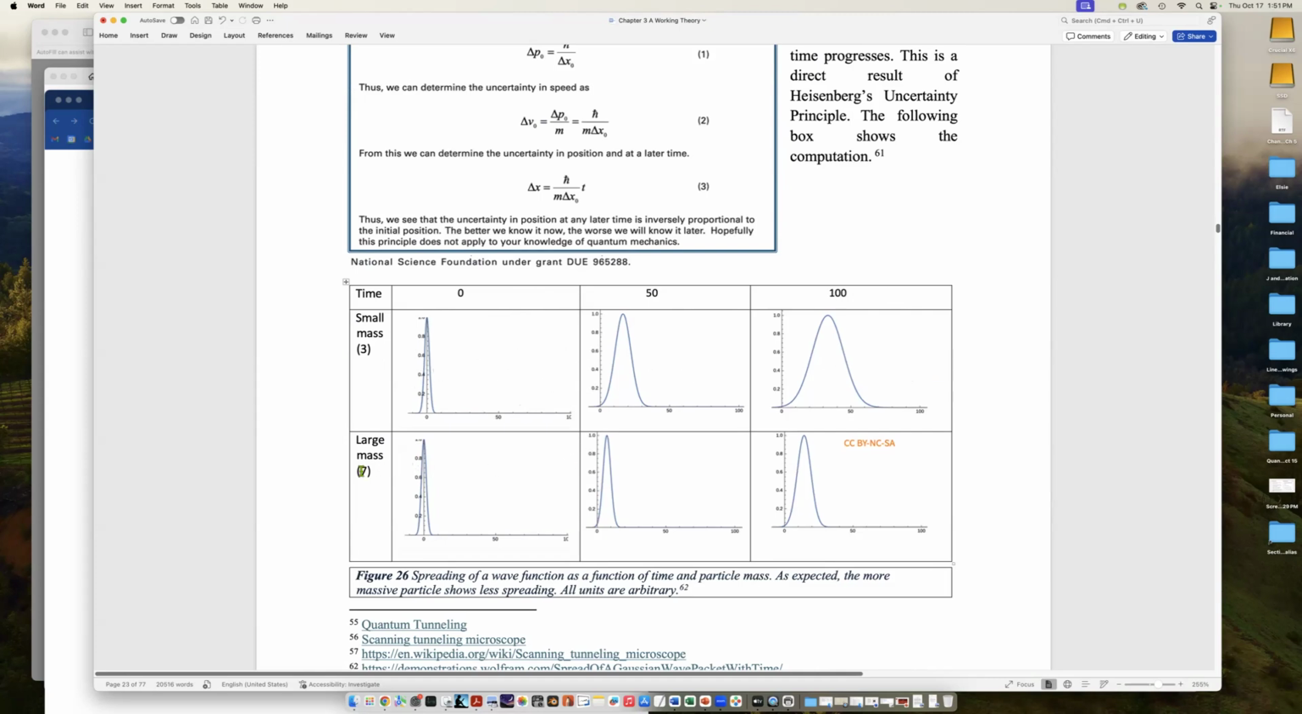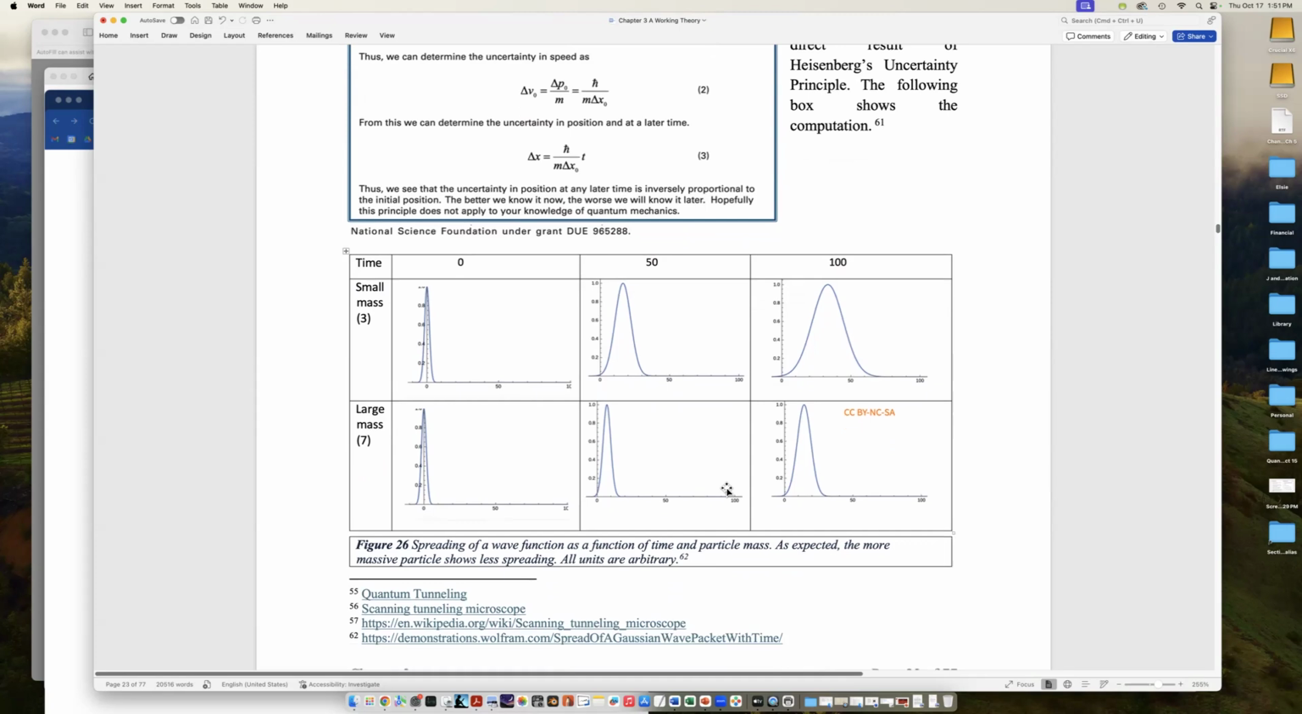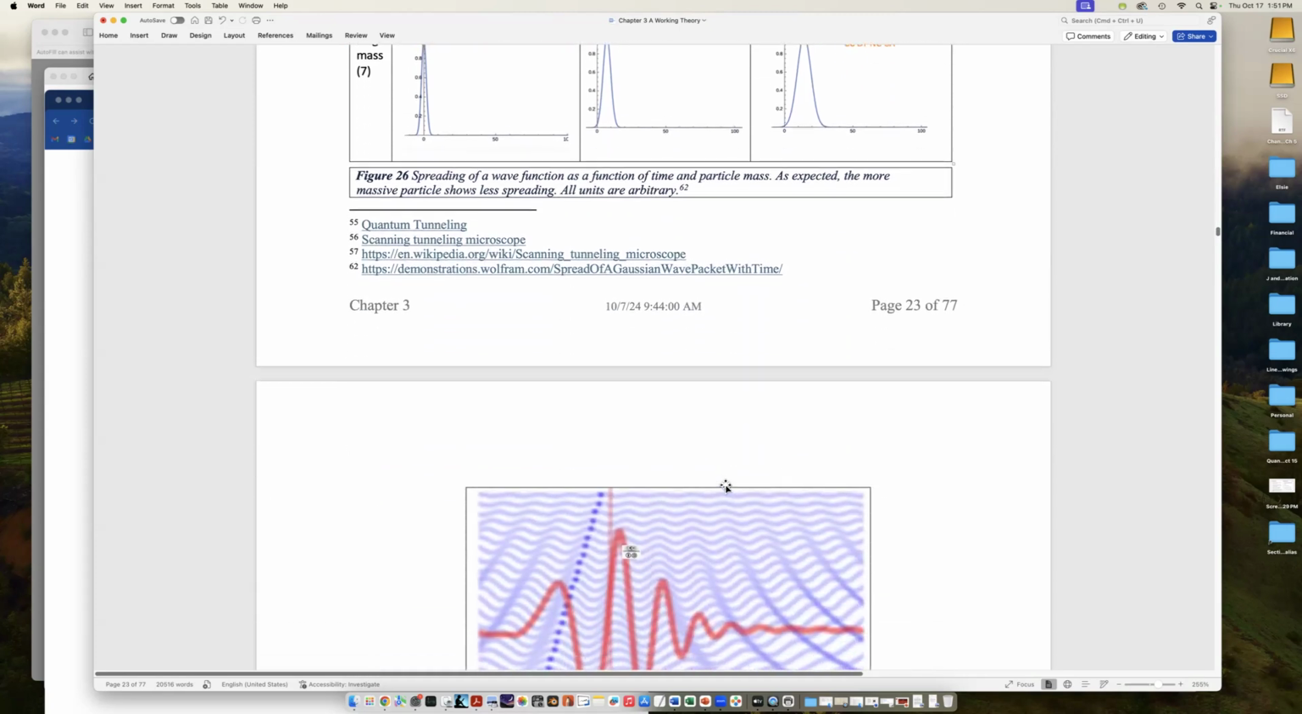A larger, more massive object, starting with the same wave function, expands less quickly. See that here. And this all comes from the Schrodinger equation, and this is observed in the mathematics and in experiments.